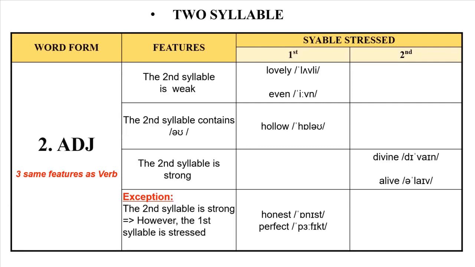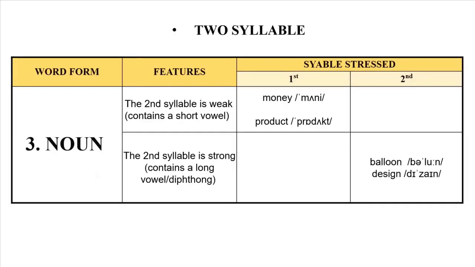Even when the second syllable is strong, the first syllable is stressed. For example, honest, perfect. Nouns. Unlike verbs, adjectives, and adverbs, two-syllable nouns follow different rules. If the second syllable contains a short vowel, the stress is on the first syllable. For example, in the word money, the second syllable contains the neutral E sound, so its stress is on the first syllable. If the second syllable contains a long vowel or a diphthong, the stress is on the second syllable.